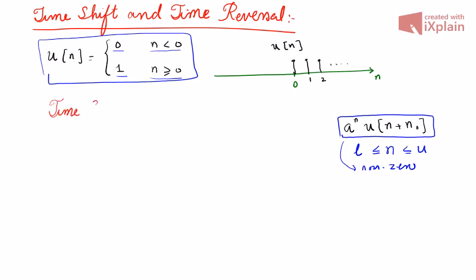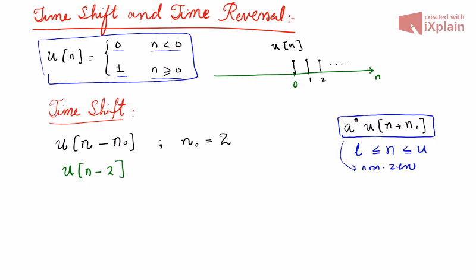The time shift operation on u of n. The time shifted u of n would look like this, and here it would be either minus or plus n naught. Now suppose I take some integer value of n naught, let's say it is 2. So we can find the time shifted version where n naught is 2, and in this form u of n minus n naught is actually the same as u of n delayed by 2 units, or shifted by 2 units towards the right side of 0.